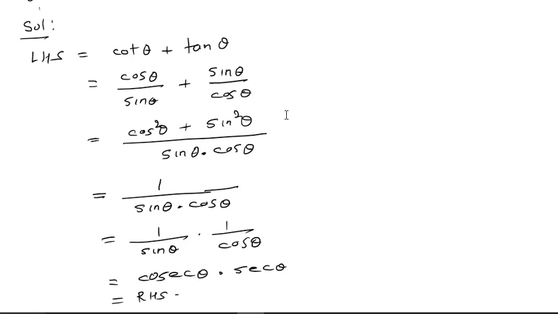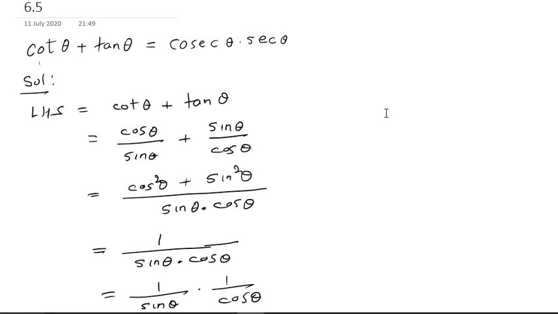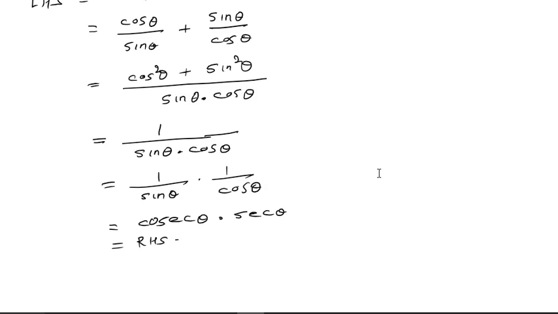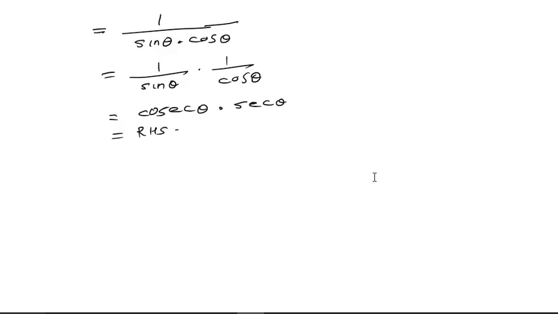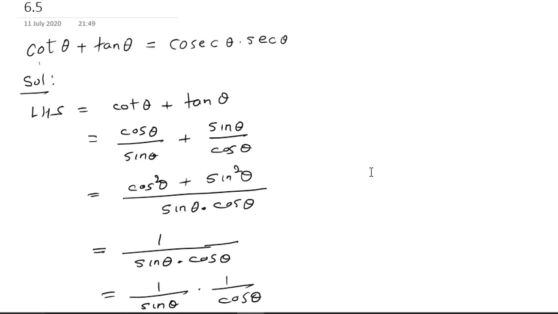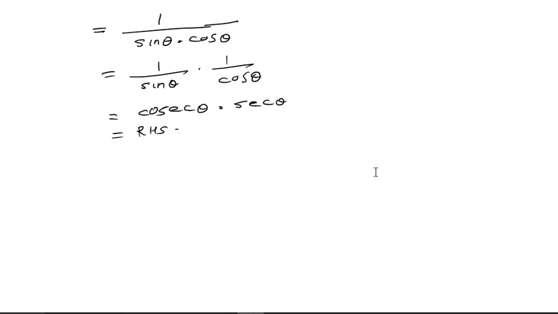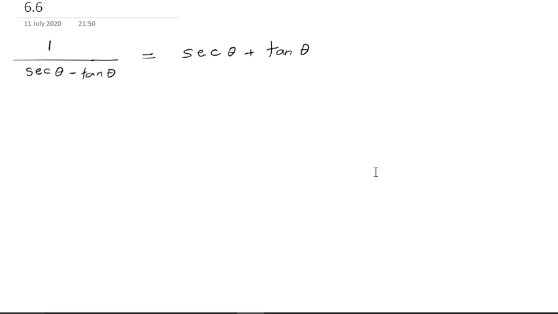So LHS is cot theta plus tan theta. We convert them in sin cos and simplified, and finally we got cosec theta into sec theta, which is right hand side. Let us see the next question. Next problem is 1 upon sec theta minus tan theta equal to sec theta plus tan theta. Okay. So again I will start with LHS.